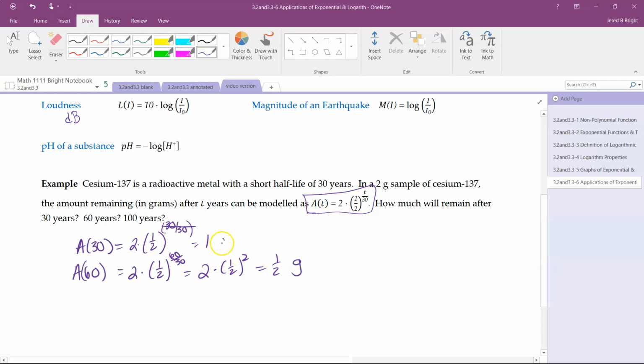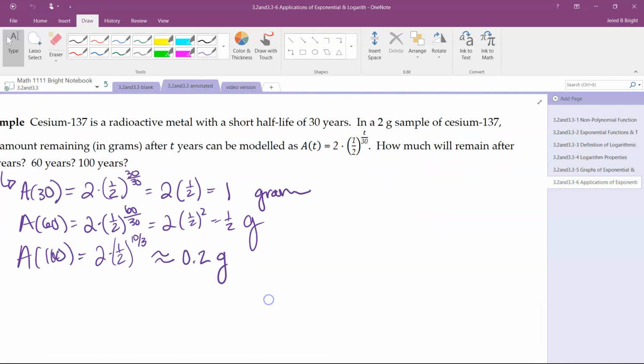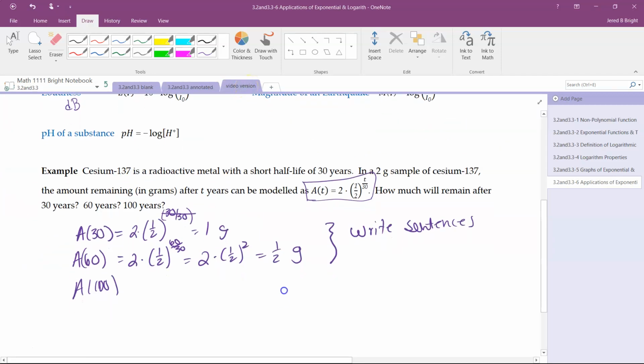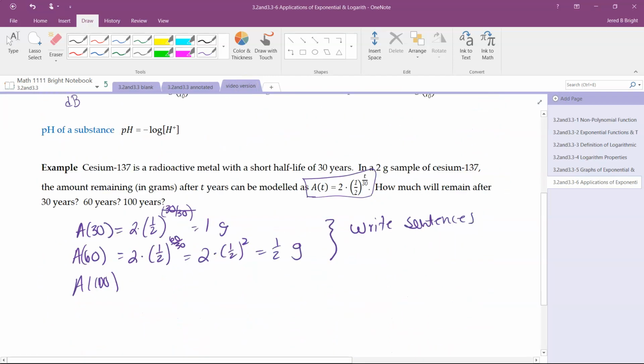So this is all in grams, and I should also say write sentences. Okay, for time purposes, I'm not going to. And for the last one, A of 100, you'd plug that in, and you end up getting about 0.2 grams. I rounded there. That's just a nice little quick example of things following exponential growth or decay. Well, decay in this case.